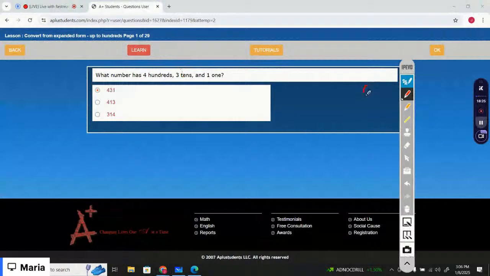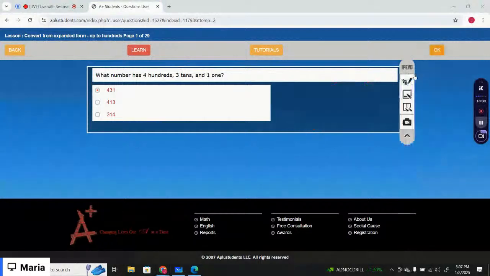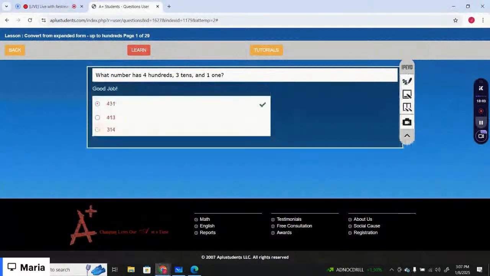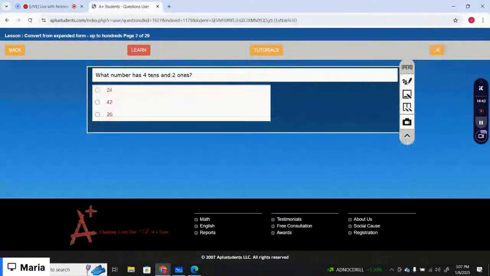You can make the place value chart. The place value chart is like this: ones, tens, and hundreds. So one is at the ones place, three is at the tens, and four is at the hundreds. So together they make 431. Option number one is the correct option.